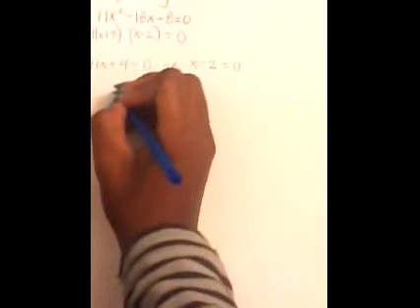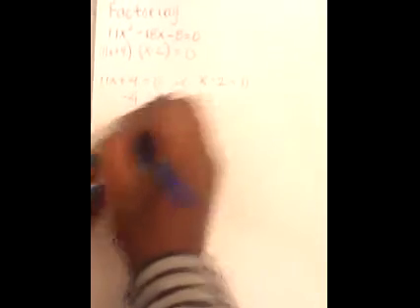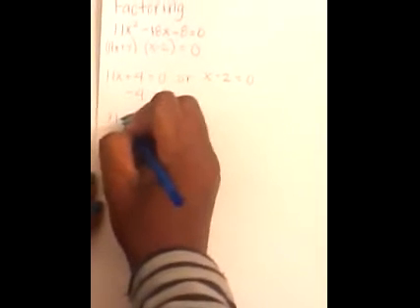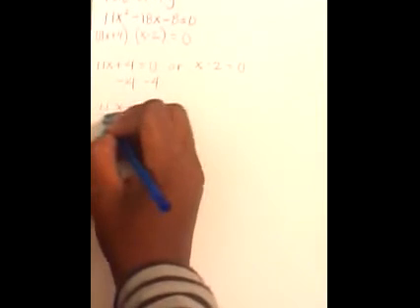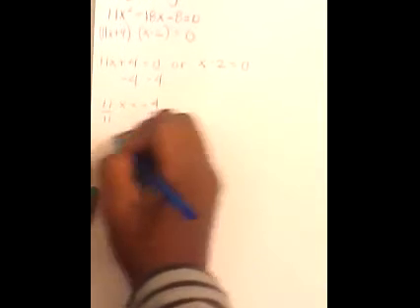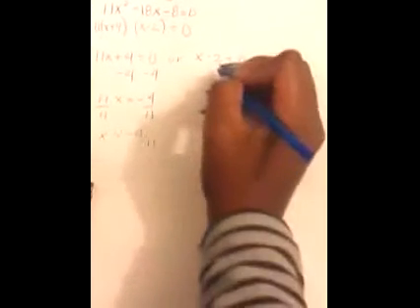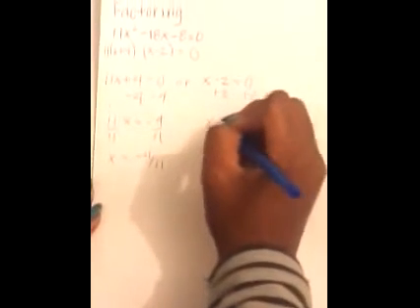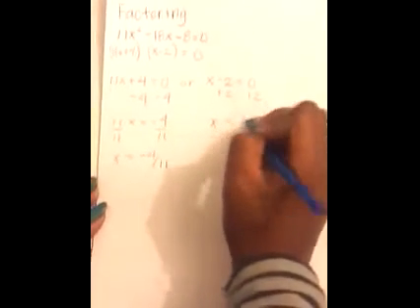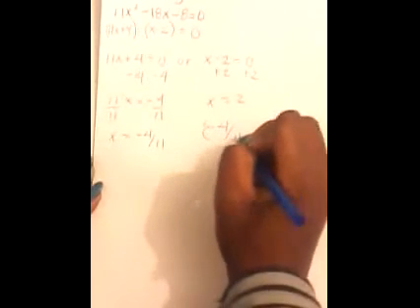Then we're going to solve this, and we're going to subtract 4 from each side. Negative 4. And to get x by itself, you divide 11 on each side. And it's going to be x equals negative 4 over 11. Then we're going to solve this by adding 2 to each side. And it's going to be x equals 2. So in set notation, this will be negative 4 over 11 and 2.